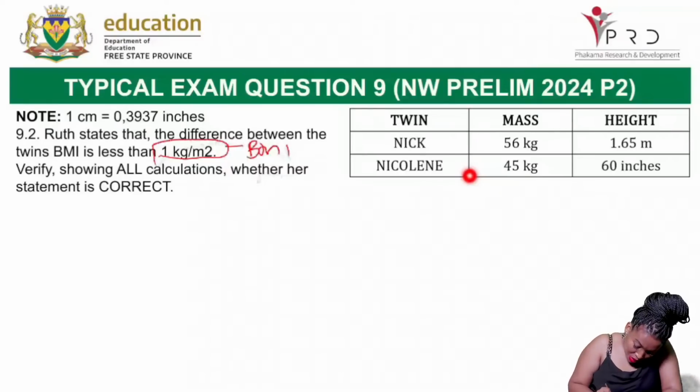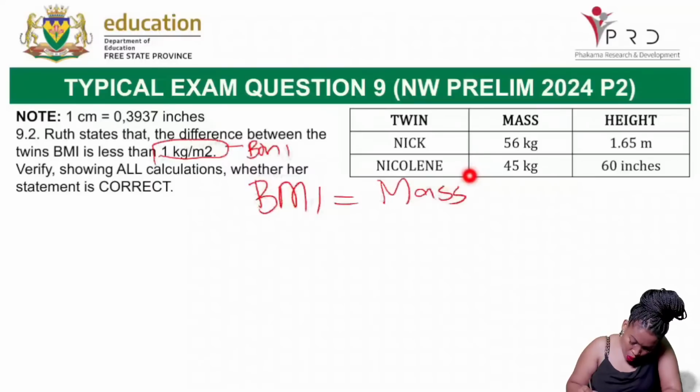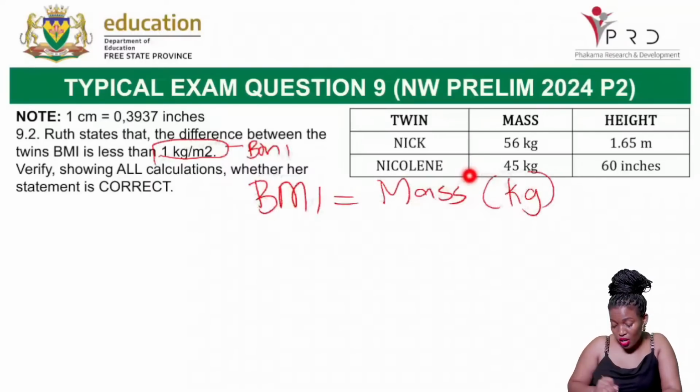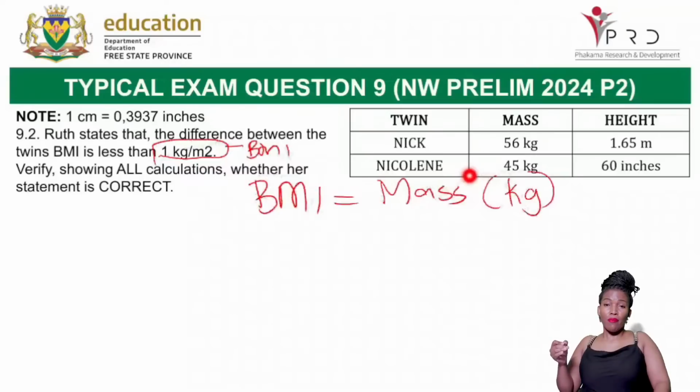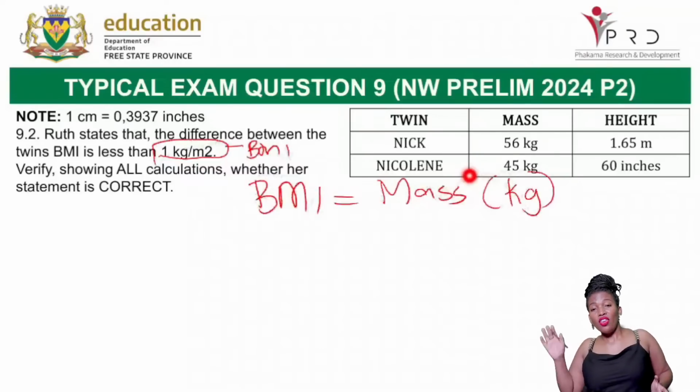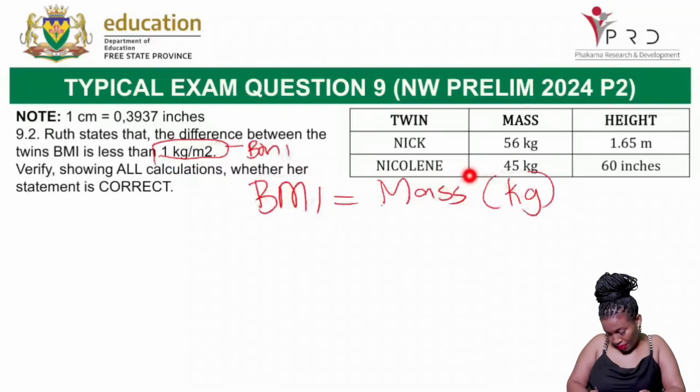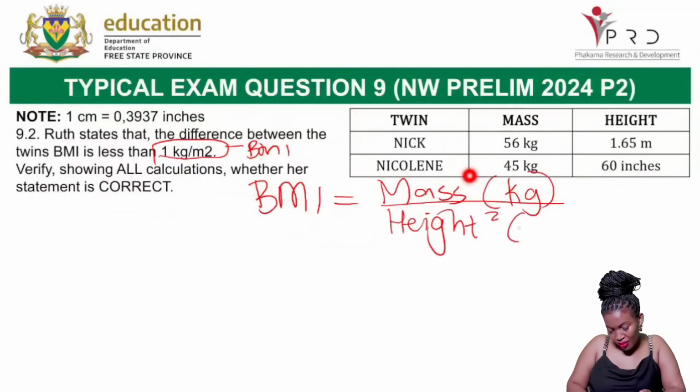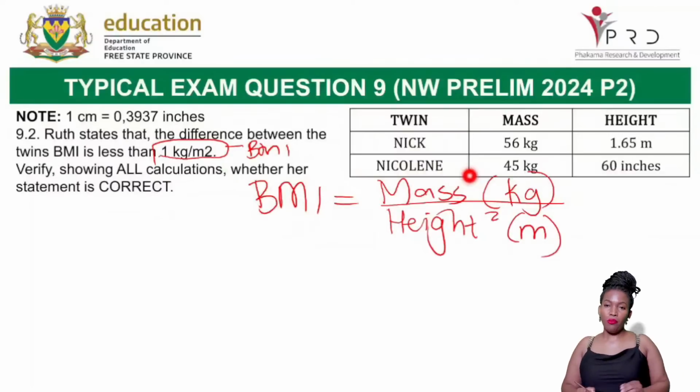So the formula for BMI was supposed to be provided. BMI is equal to mass or weight, and the mass must always be in kilograms, always. You cannot calculate BMI with a mass in grams. If the mass is in grams, then you must convert it to kilograms. Over height squared. That height must be in meters, and always remember to square the height.